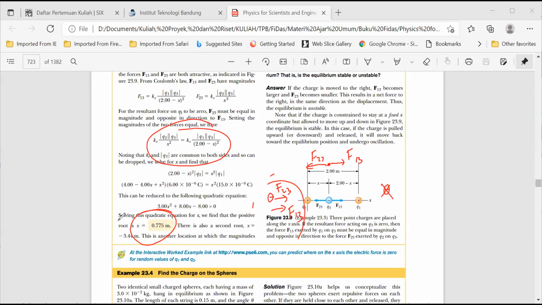Is there any question regarding this problem? Any question?